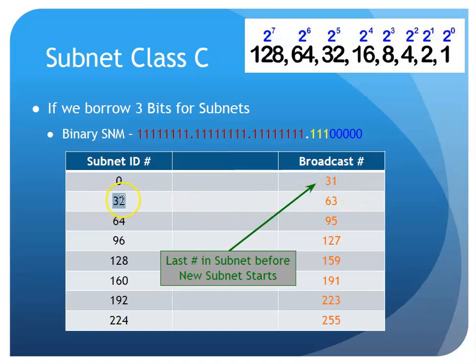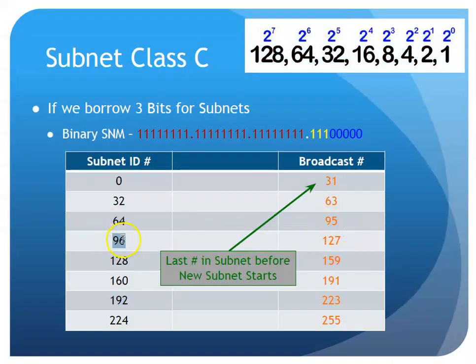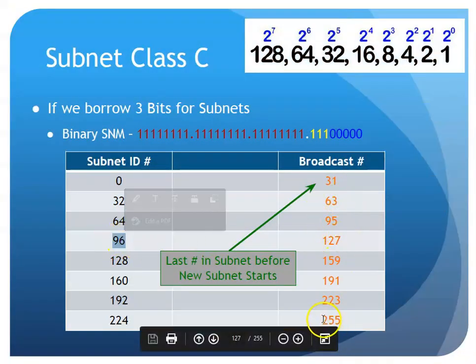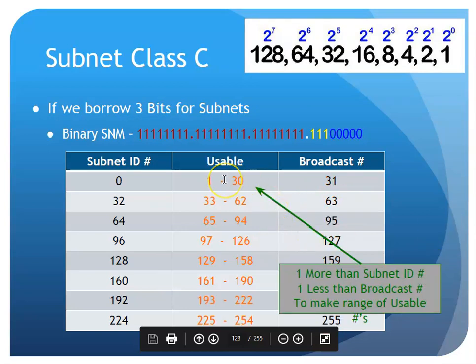This next one starts at 32. It's going to go to 63 because the next one starts at 64. This will go to 95 because the next one starts at 96, etc. The whole way up to 255. Okay, so there are my network numbers and my broadcast addresses. I'm putting those in first. What's going to be left now is the usables in the middle.